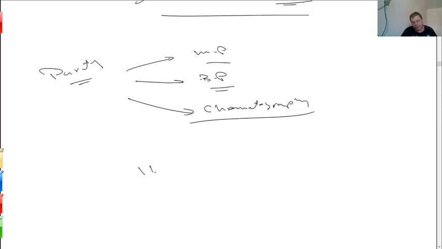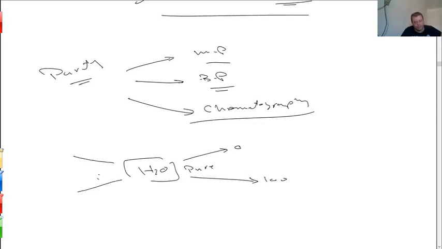For water, for example, H2O, as you know, the melting point is 0 and the boiling point is 100 for pure water. If the water is impure, we'll observe that the melting point will be lower than 0, around -4, for example. The boiling point will be more than 100. It will be 102 or 104 or anything. So the presence of impurity decreases the melting point and increases the boiling point.